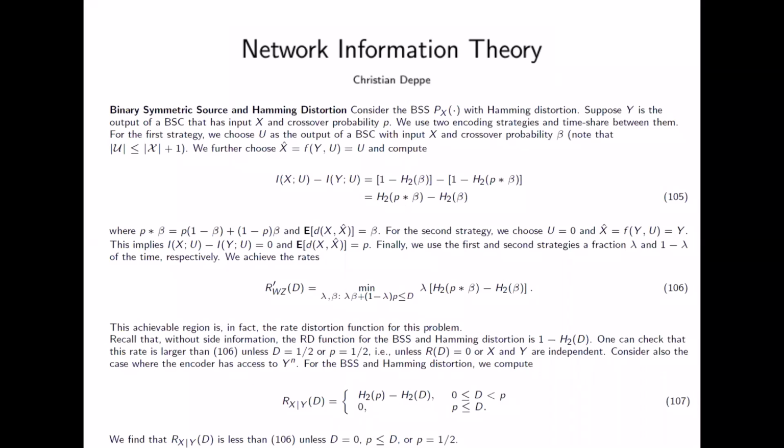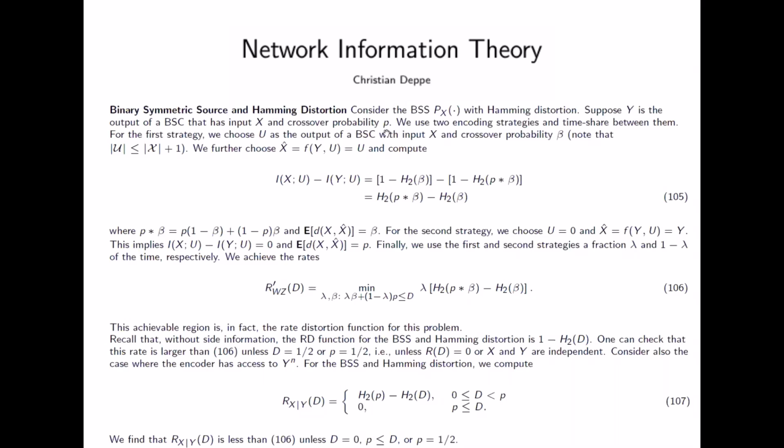Now we want to apply our theorem to an example. We look at the binary symmetric source and Hamming distortion. So we have the binary symmetric source, P_X. It produces 0 and 1 with probability 1/2. And we suppose Y is an output of a binary symmetric channel that has input X and crossover probability P.